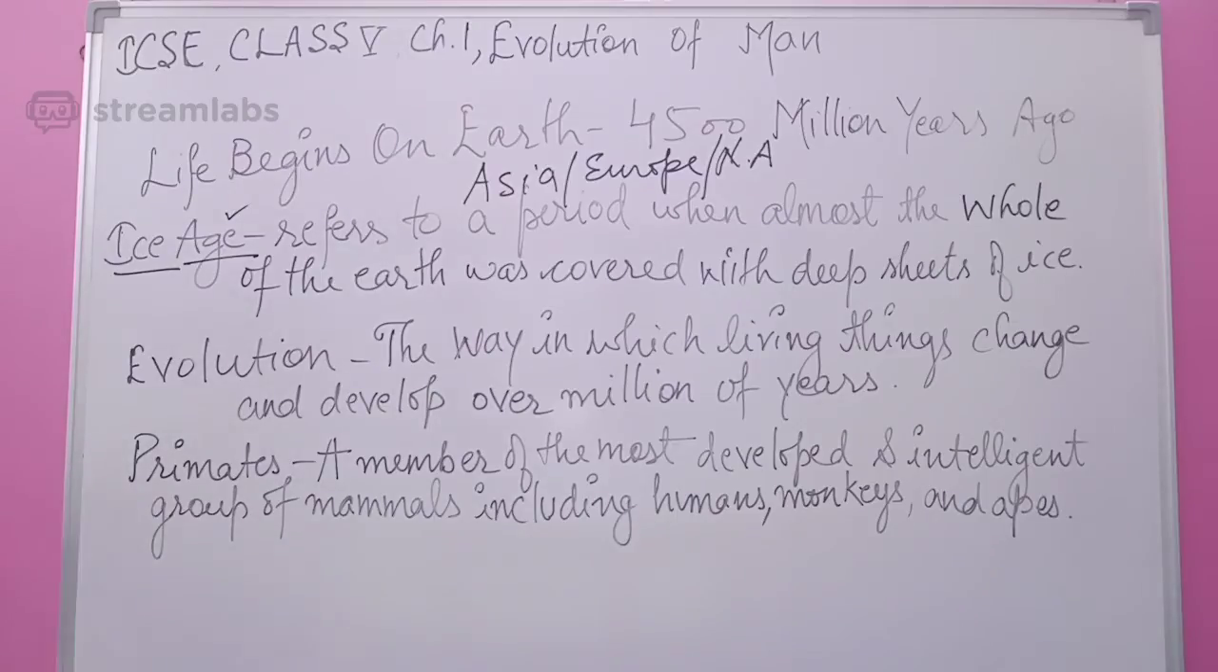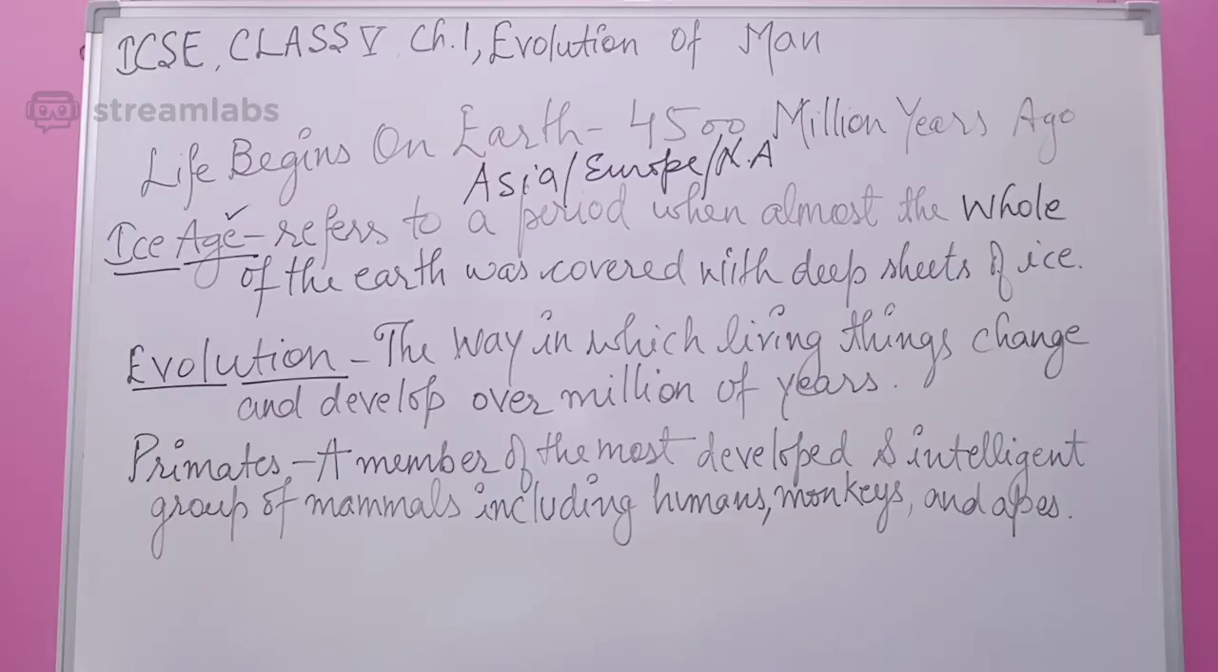Now, what is the meaning of the word evolution? Here I have written the word evolution. The way in which living things change and develop over millions of years is known as evolution. Simply it means that with the passage of time, if we see ourselves, how much we are changing. You can see that in your houses you would be having small mobile phones also, and with time the mobiles are upgrading themselves. The best example is that we are having the classes on mobile phones only.